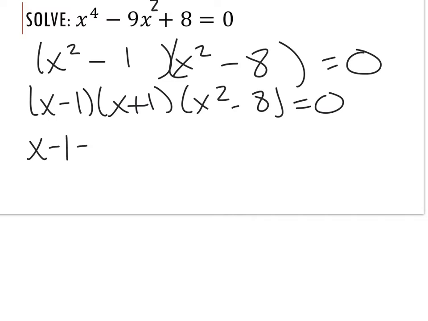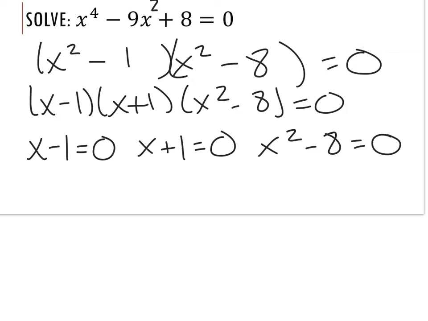So x minus 1 equals 0. x plus 1 equals 0. x squared minus 8 is equal to 0. So when you add 1 to both sides, you realize that x is equal to 1. When you subtract 1 from both sides, you realize that x is equal to negative 1. This one you got to do a couple steps.